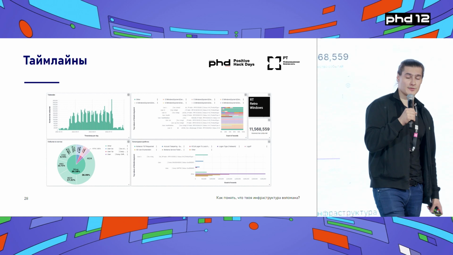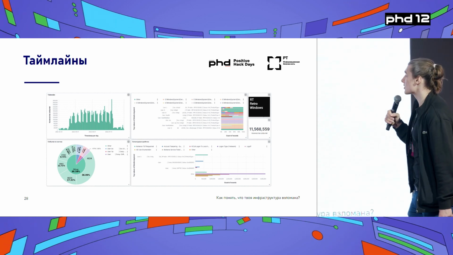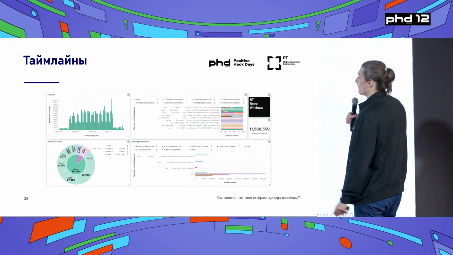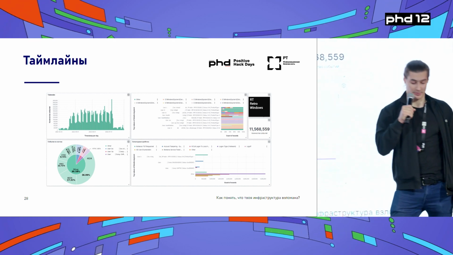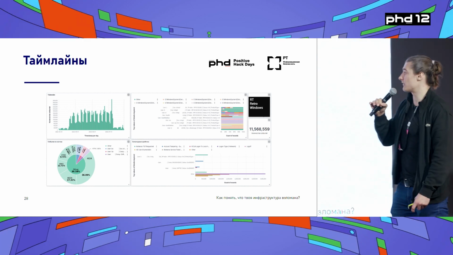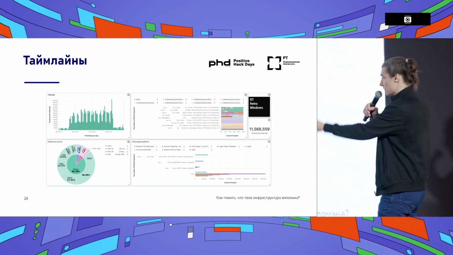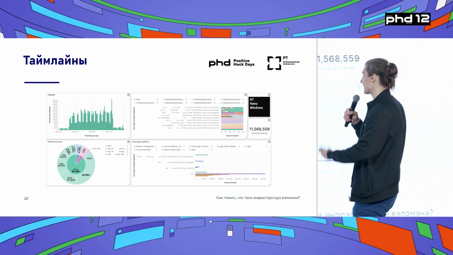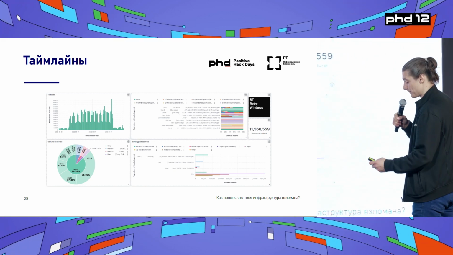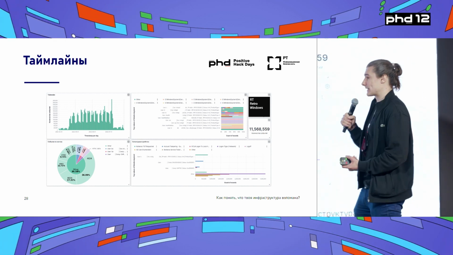For that, we have very nice dashboards for each of the tools. We can use them, as I said before, to have a bigger picture of what was going on in the infrastructure using timelines, pie charts, and dashboards.